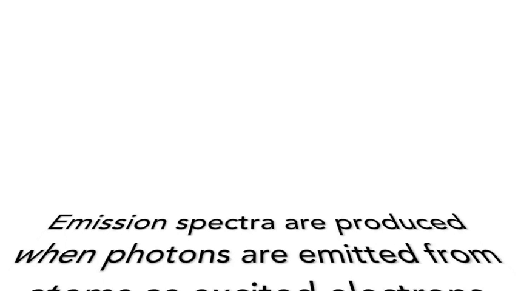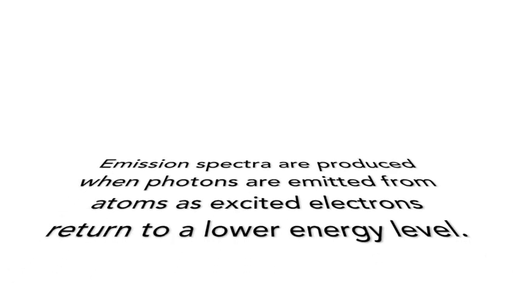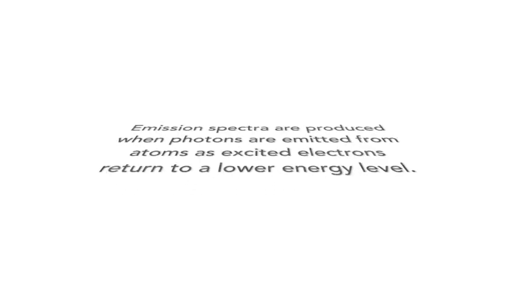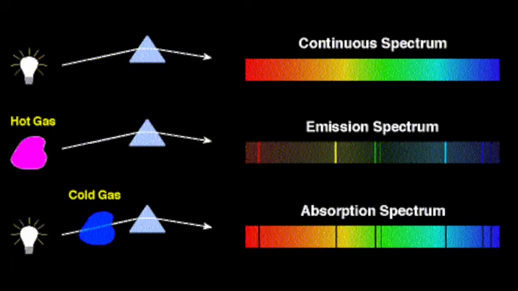Emission spectra are produced when photons are emitted from atoms as excited electrons return to a lower energy level. So basically, photons are energy given out after electrons get excited. They move up to a higher energy level. They stay there for a fraction of a second, and then they return to a lower energy level. The energy emitted is called a photon, and this is what gives specific energy wavelengths.